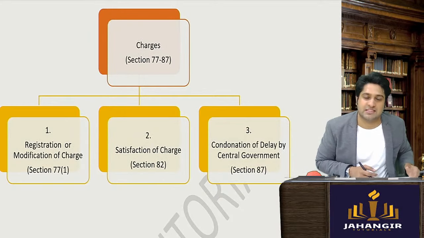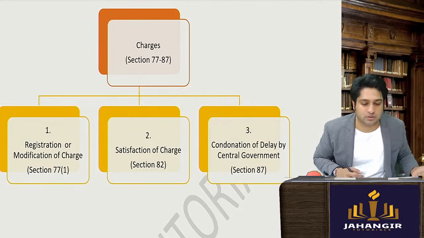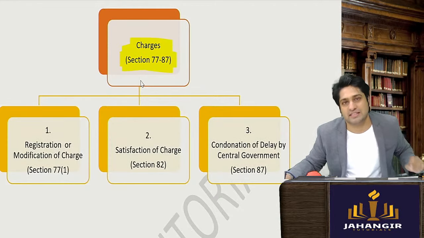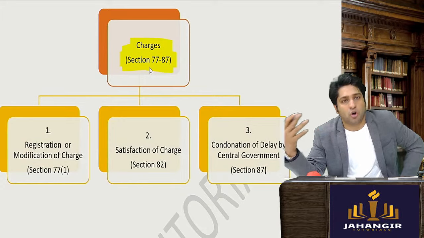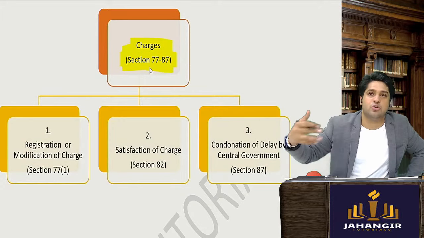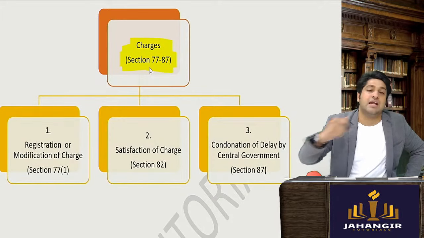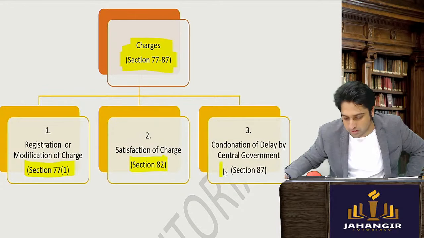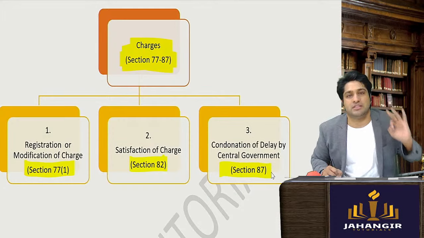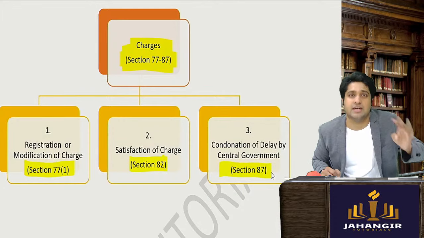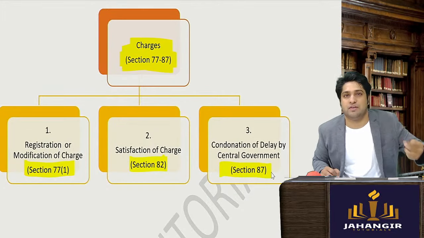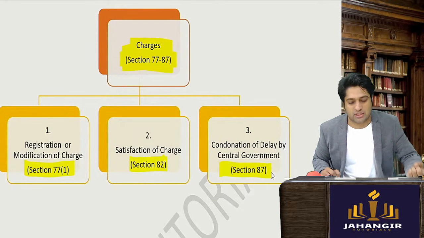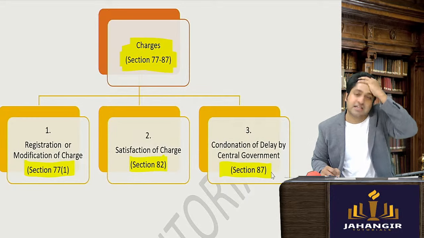Now when we keep assets, assets could be movable or immovable also. Charges are given under sections 77 to 87. Do you need to remember all the sections? It's very good if you can, but at least the important ones we should know: sections 77, 82, 87. Three important sections. Section 77 has 4 subsections: 77(1), (2), (3), (4). All 4 we will do in depth. Section 82 and 87, let's understand now.